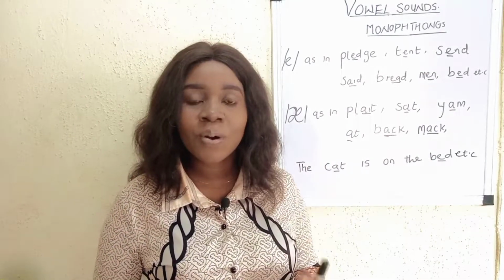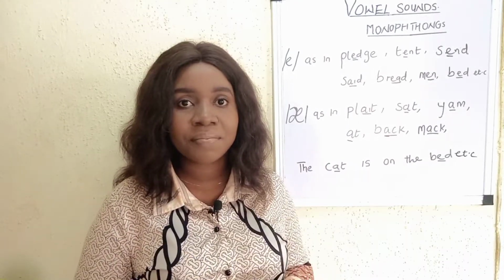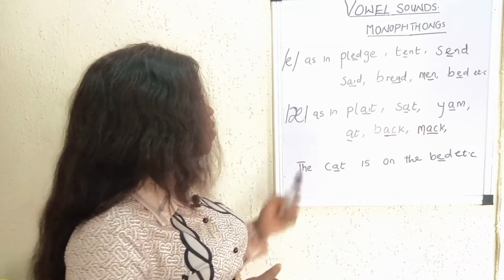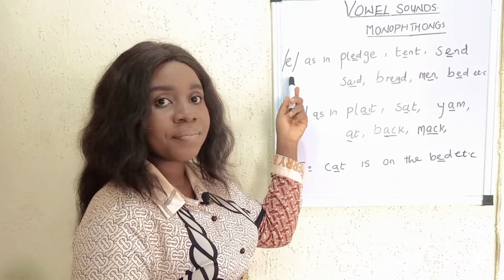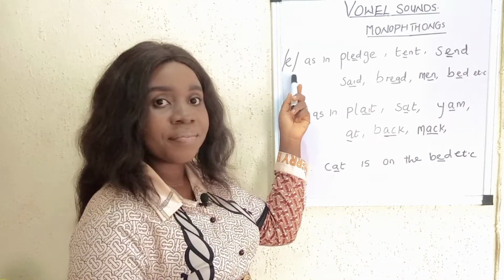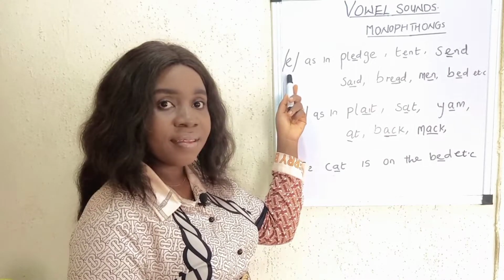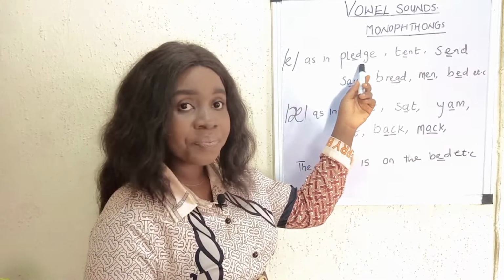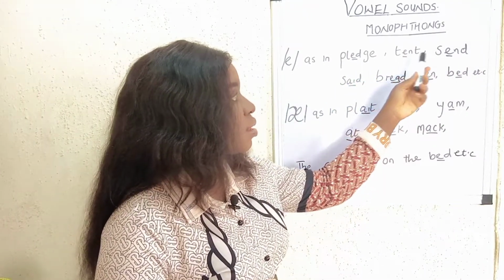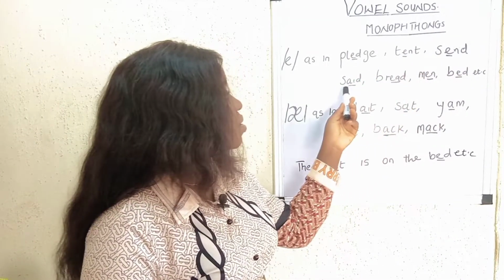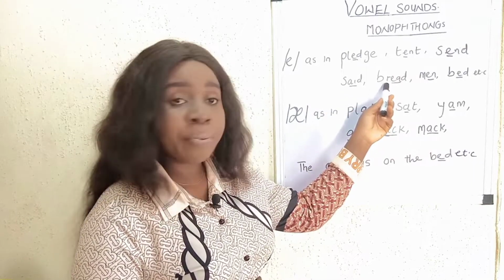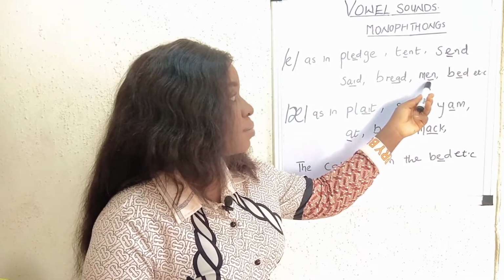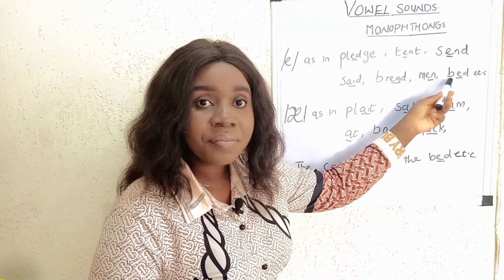I would like you all to articulate with me. The first sound we have is the sound E. E. We have the sound in words like pledge, tent, send, said, bread, men, and bed.